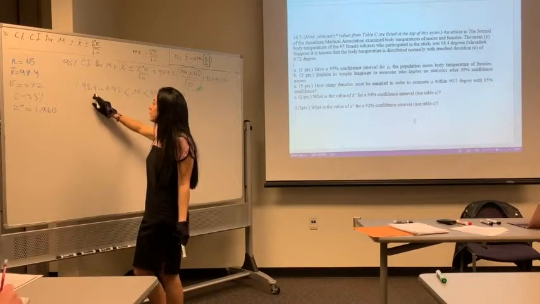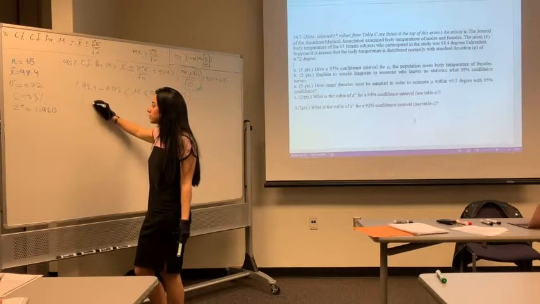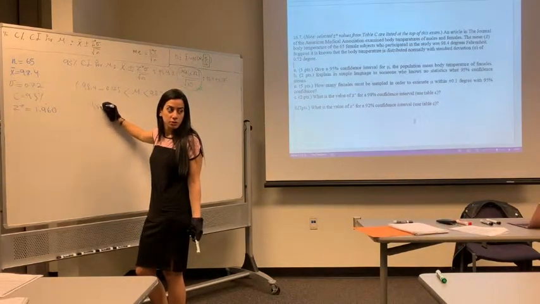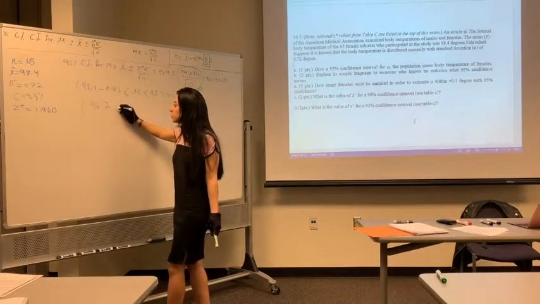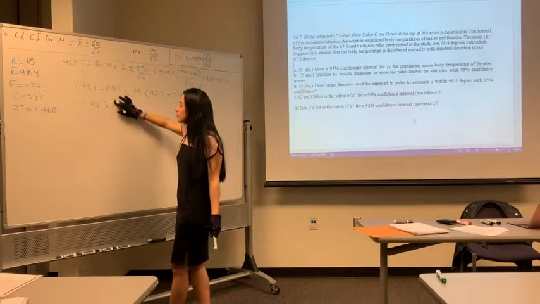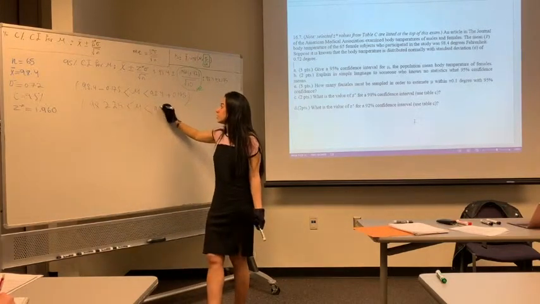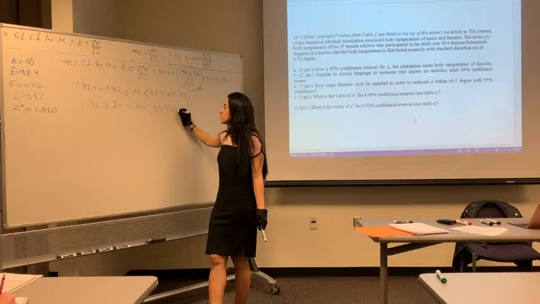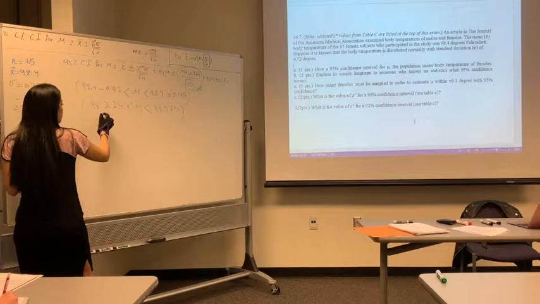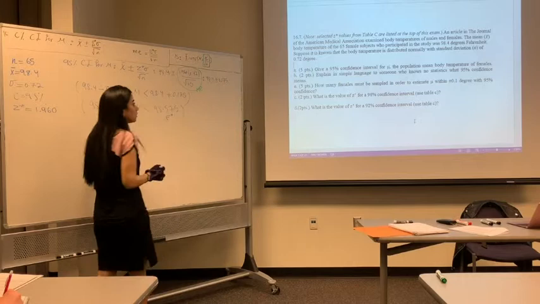So 98.4 minus this much, what is the lower boundary? It's 98.225. And then what is the upper one? 98.575. Okay, so this is a temperature, right? Degrees Fahrenheit.